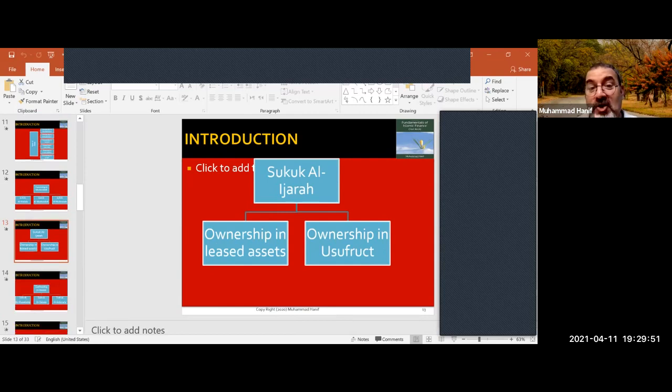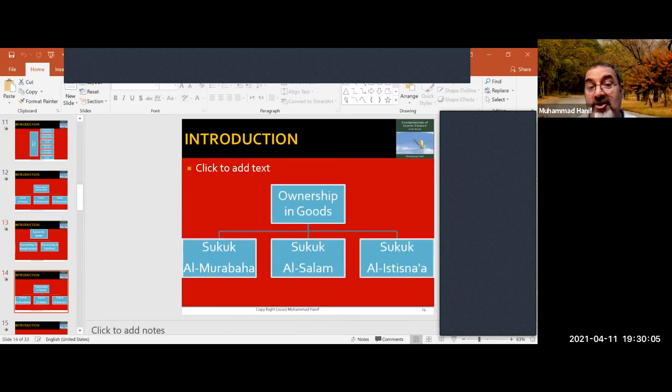Sukuk al Ijarah: ownership in leased assets, ownership in usufruct. So that would be Sukuk al Ijarah. Ownership in goods: Sukuk al Murabaha. Murabaha is a type of sale under the Islamic financial system which is used by banks. When you buy the goods from the market and give them to a person at a profit, we say it is Murabaha.